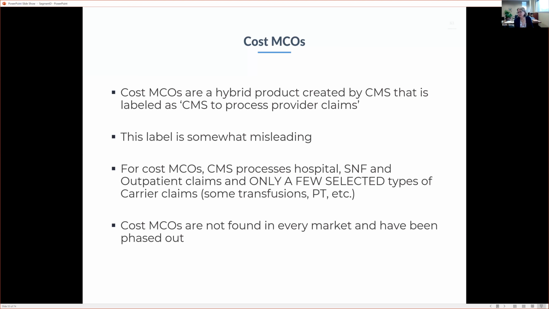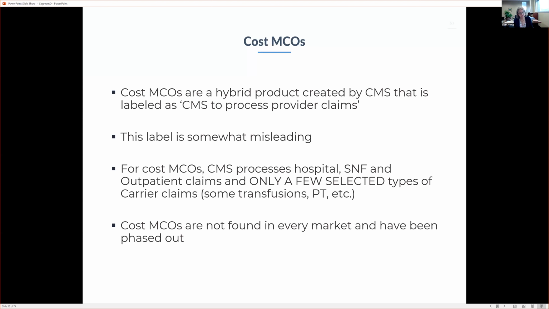The challenge for those plans is that we see some things. We see hospitalizations, we see skilled nursing facility claims. But we know what we see, we just don't know what we don't see. So again, it's this idea of what do we do when we have part of a picture? Can we work with it or not?